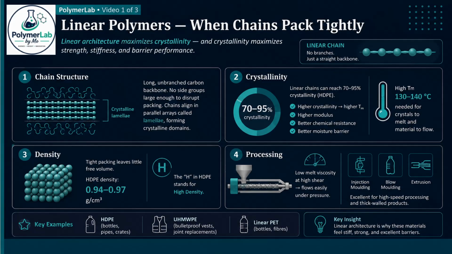From a processing perspective, linear chains have low melt viscosity at high shear rate. They flow well when pushed hard. This makes them excellent for injection molding, blow molding, and extrusion into thick-walled products.